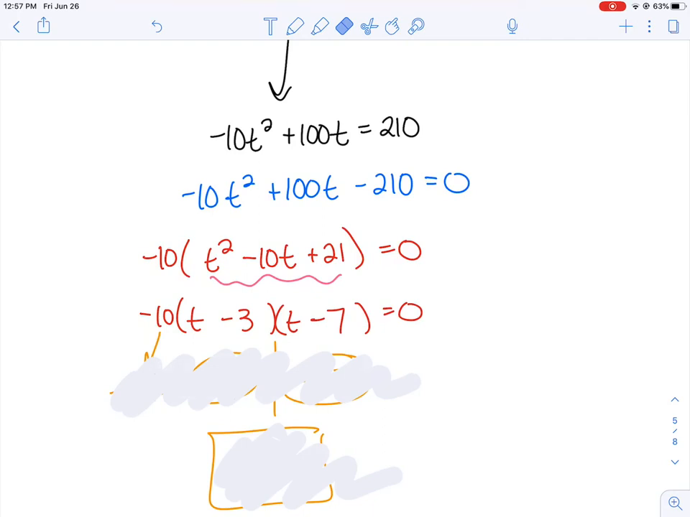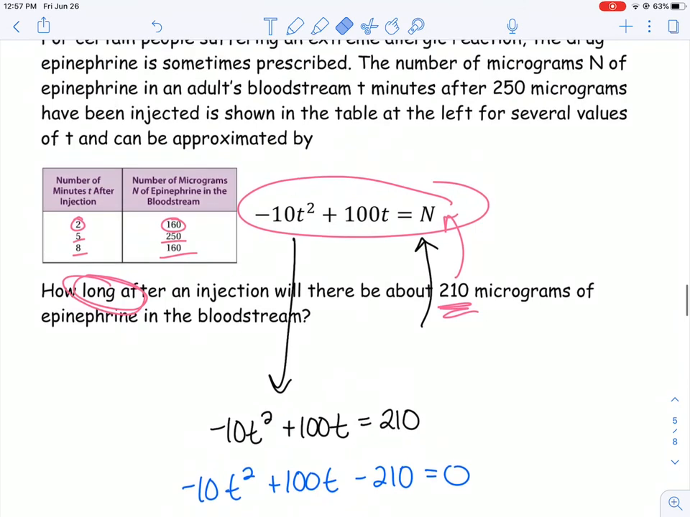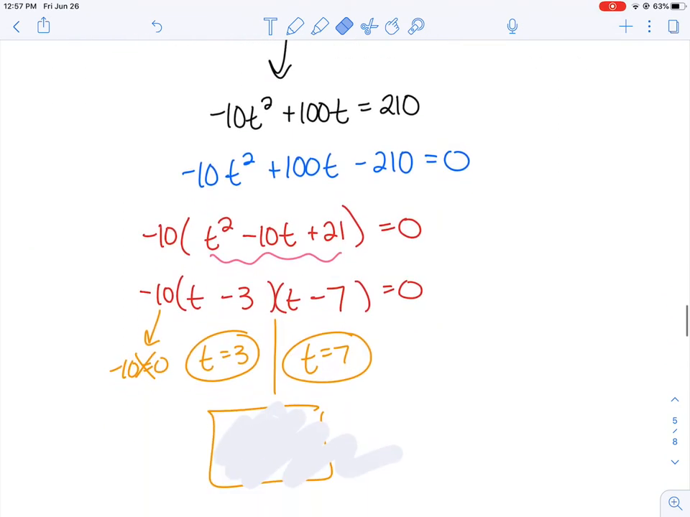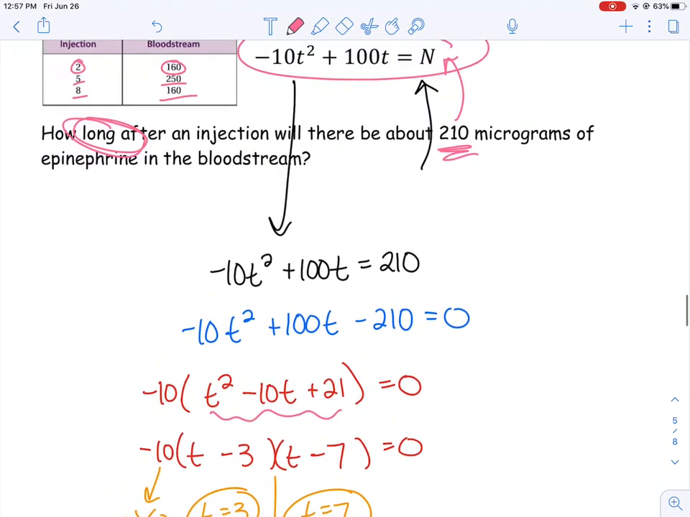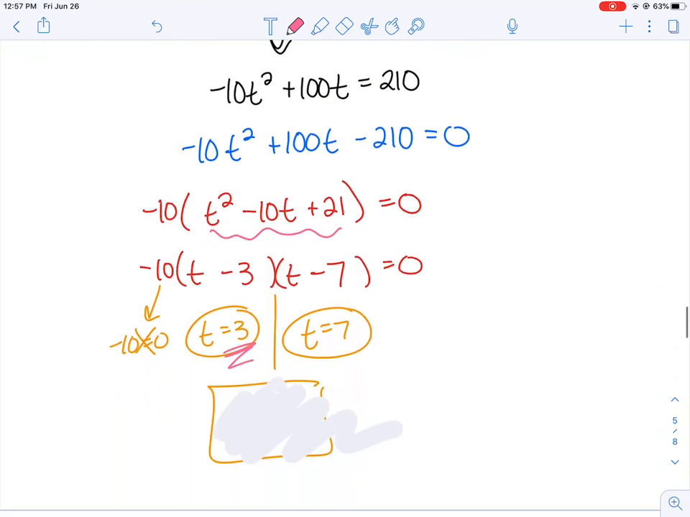Now that I have my factors, I can set each factor equal to 0 and solve. I ended up getting two answers. I got t equals 3 and t equals 7. Did you? Okay, but what does that mean about this scenario? What did t represent? Well, remember, t represented the minutes after you were injected with this drug. So what this is saying is that 3 minutes after you were injected, you had 210 micrograms of epinephrine in your system. But not only at 3 minutes, you also had 210 micrograms after 7 minutes.